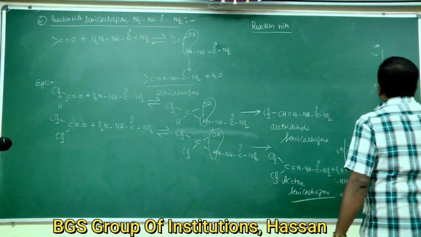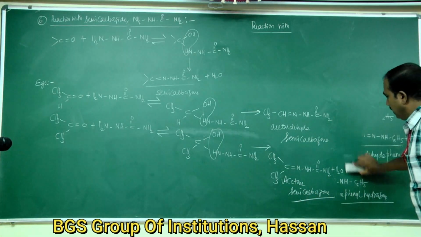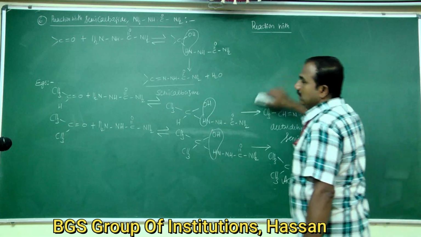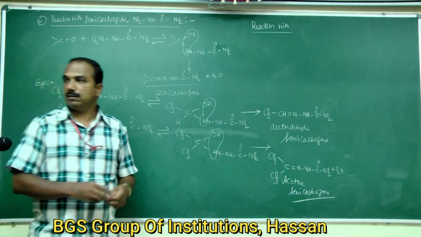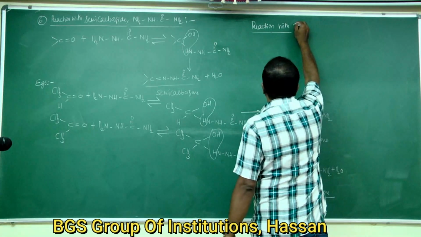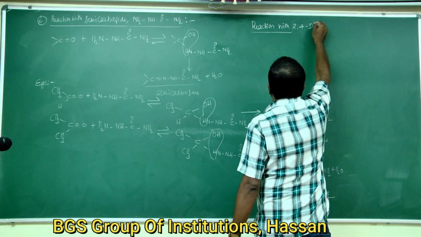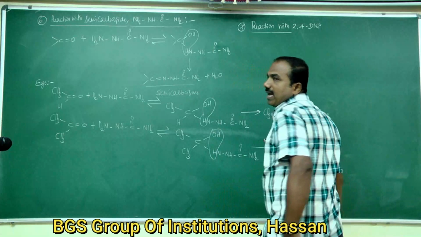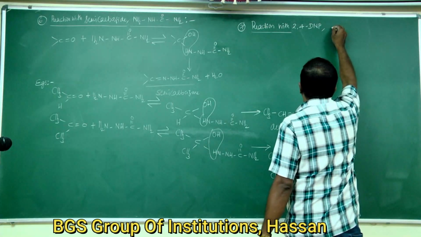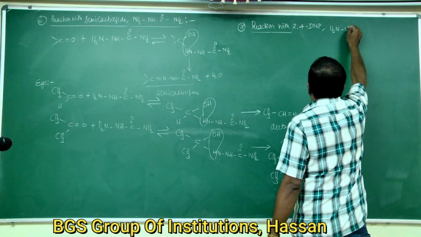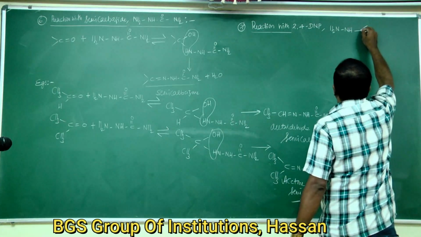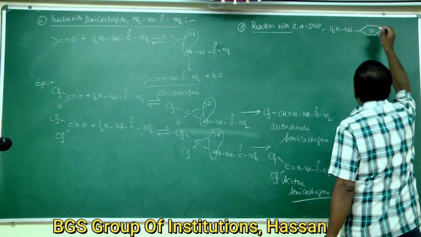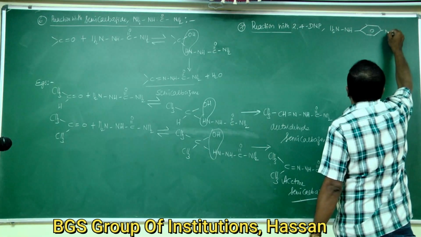So the last reaction, the seventh reaction, is reaction with 2,4-dinitrophenylhydrazine, that is 2,4-DNP. The formula for this one is NH2-NH connected to a benzene ring, with nitro groups at the 2 and 4 positions.